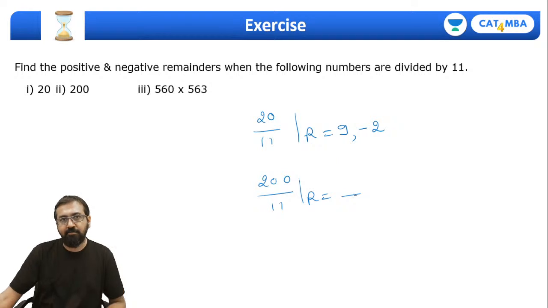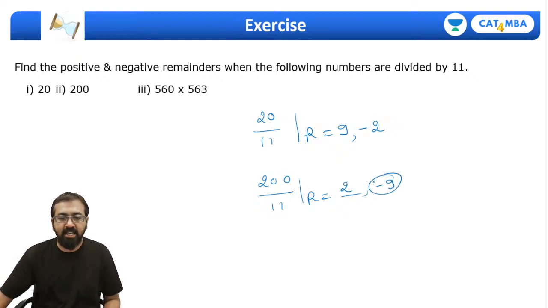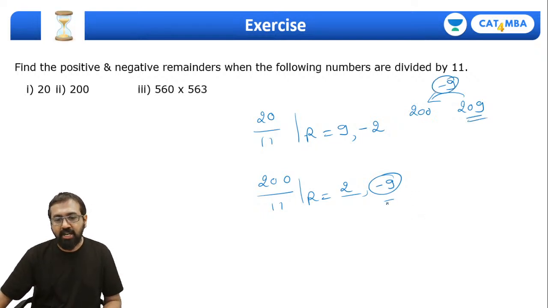200 divided by 11. So guys, 198 is a multiple of 11. Yes, 18 tens are 180 and 18 into 11 is 198. So 200 will leave remainder 2, or you can say remainder -9, because the next multiple of 11 after 198 is 209. So you can say 200 is 9 less than the multiple of 11. That's why you can also write -9. Correct? Okay, fine. What about this one?